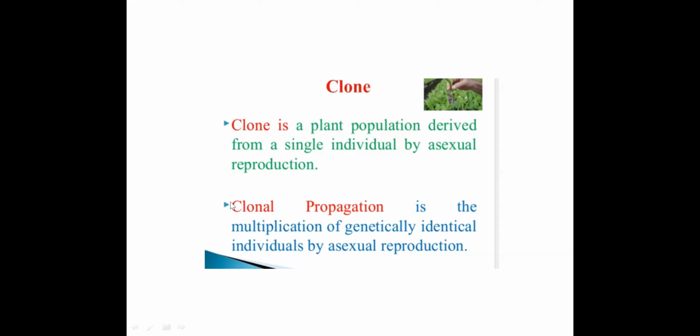So clonal propagation is another name for micropropagation. One more thing is, most of the micropropagated plants will be genetically identical to the host plant. So clonal propagation is the multiplication of genetically identical individuals by asexual reproduction. Clonal propagation and micropropagation are different terms which mean the same thing in plants.